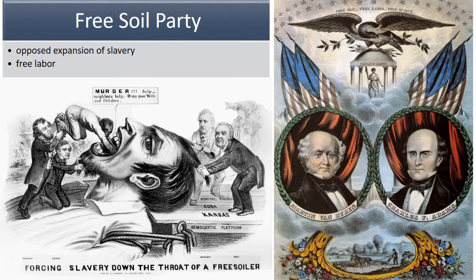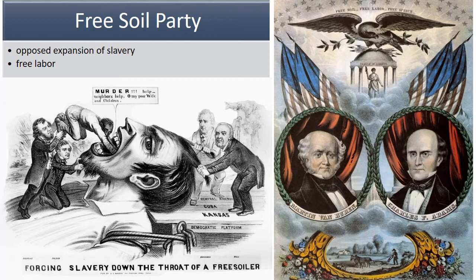The Free Soil Party was formed after the Liberty Party came to an end following its poor showing in the election of 1844. Several members of the Whig Party who were opposed to slavery also joined the Free Soilers. The Free Soil Party's slogan was, "Free soil, free speech, free labor, and free men." The Free Soilers opposed slavery's expansion into any new territories or states.